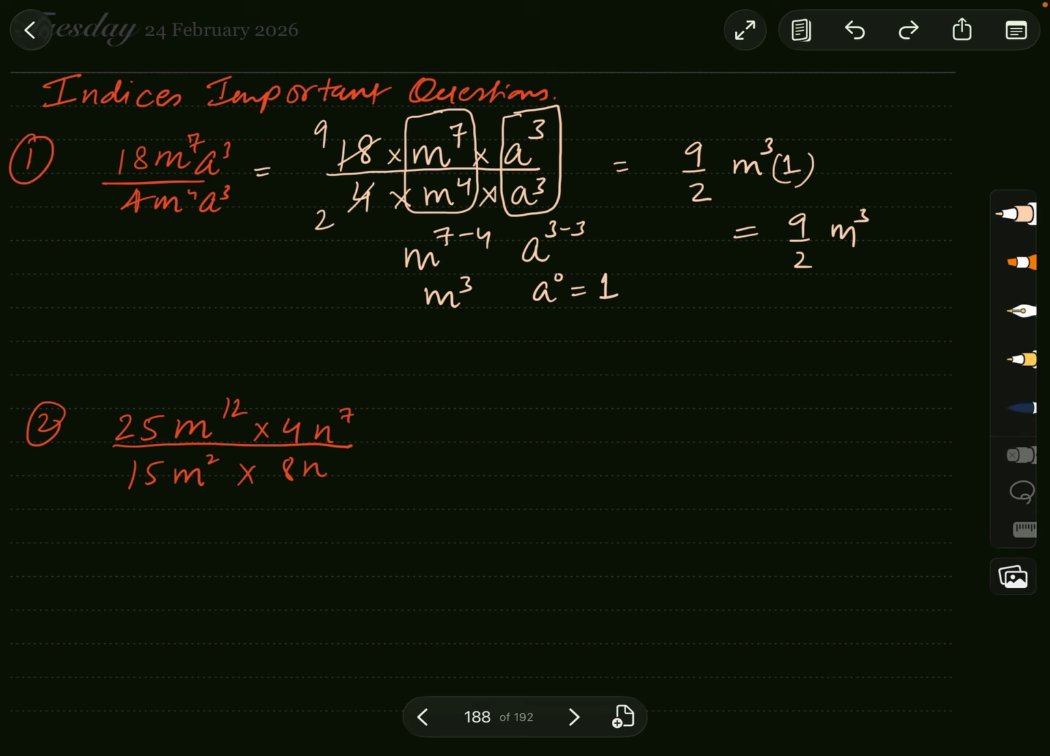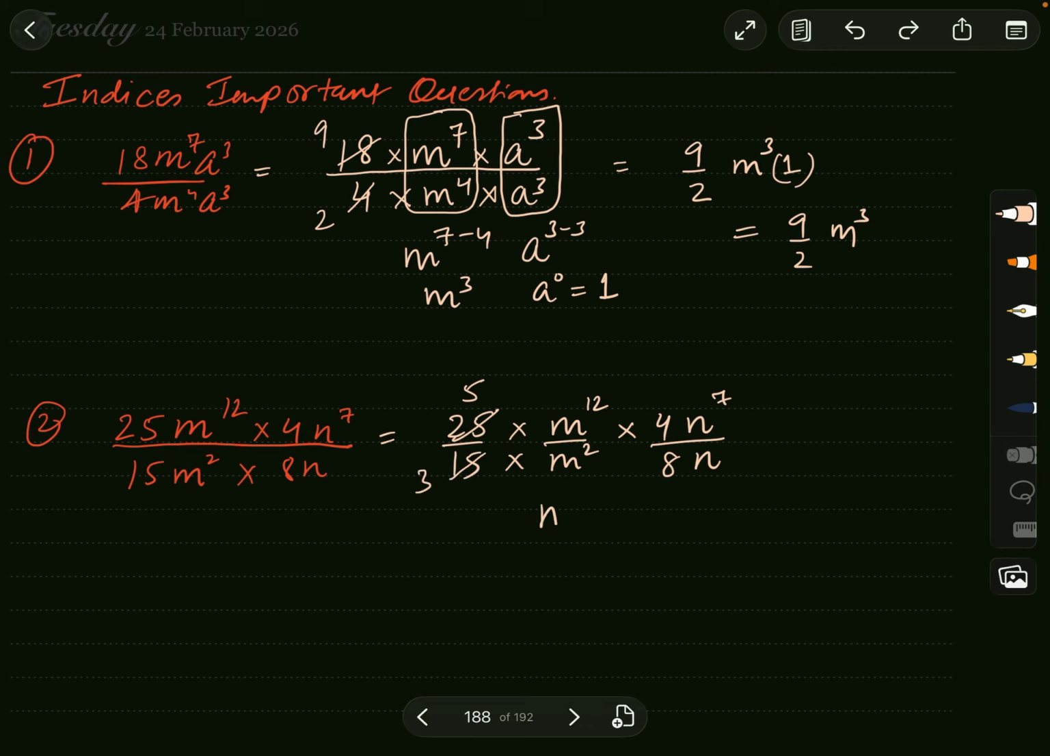That's it. Now, before I solve the second question, I would request you to pause the video and try this question again by yourself. So we've got 25 over 15 as a numerical fraction. Then you have times it by m to the power of 12, and denominator is times by m to the power of 2. Similarly, times by 4n to the power of 7 divided by 8n.